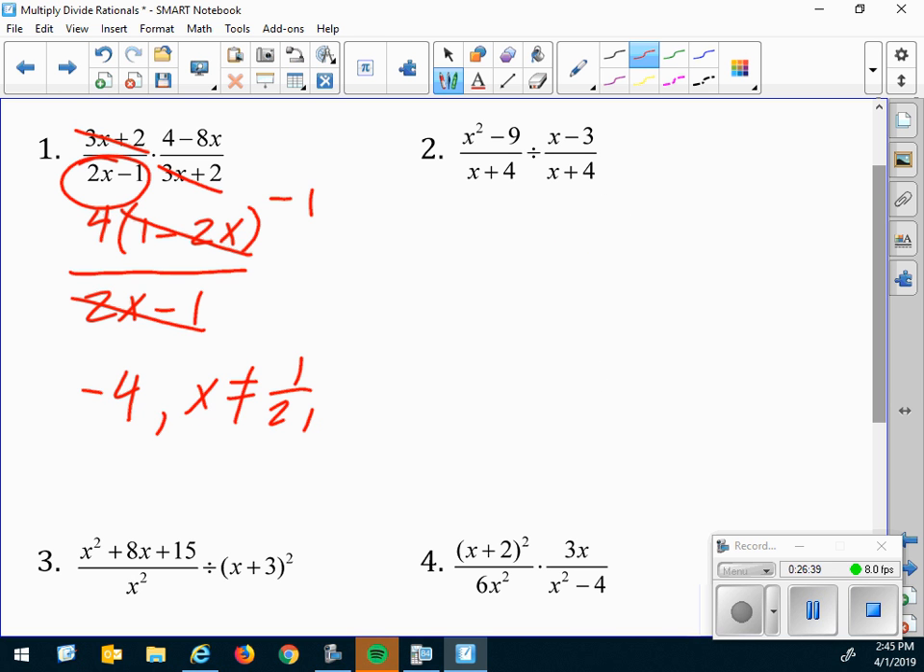And then you've got 3x plus 2. It'd be negative 2/3 because you'd subtract 2 from both sides and then divide by 3.